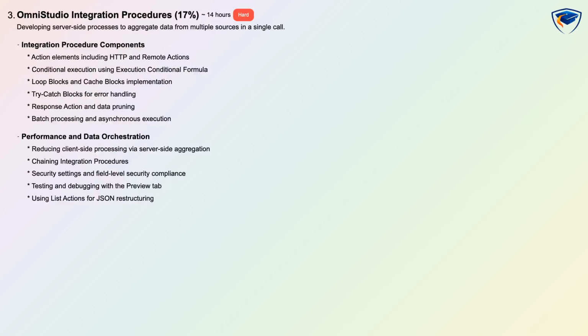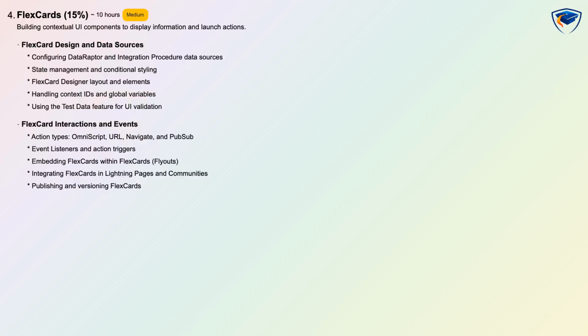validate orchestration skills. You will learn integration procedure action elements including HTTP and remote actions, conditional execution with execution conditional formulas, loop and cache blocks, try-catch error handling, response actions and data pruning, batch processing, reducing client-side processing through server-side aggregation, chaining integration procedures, security and field-level compliance, testing and debugging with the Preview tab, and using list actions for JSON restructuring.